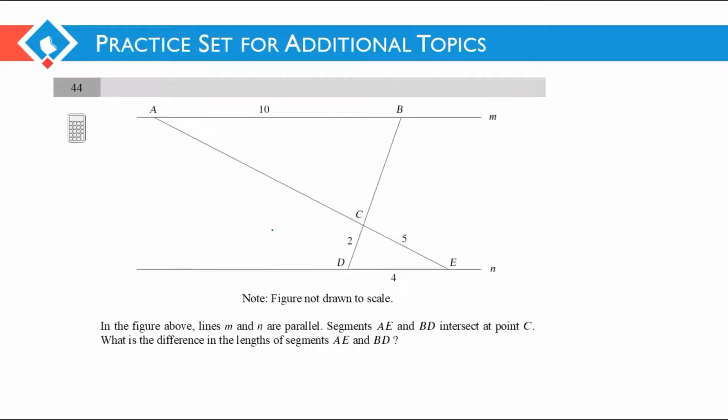In the figure above, lines M and N are parallel. Segments AE and BD intersect at point C. What is the difference in lengths of segments AE and BD? So AE and BD intersect at point C, that's right over here.